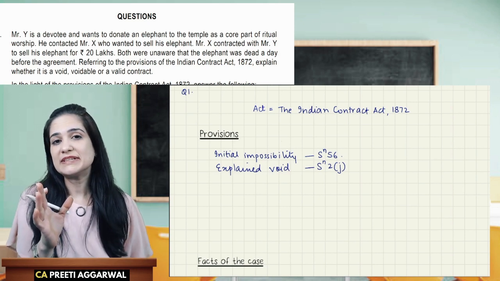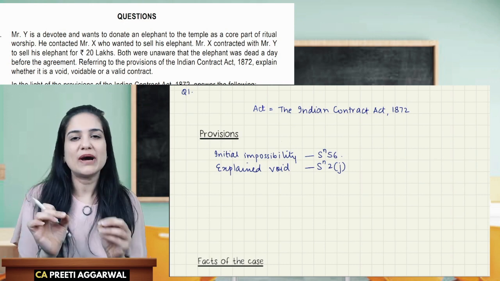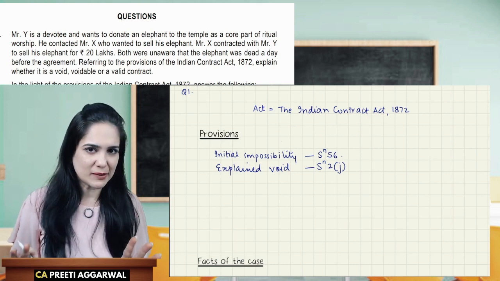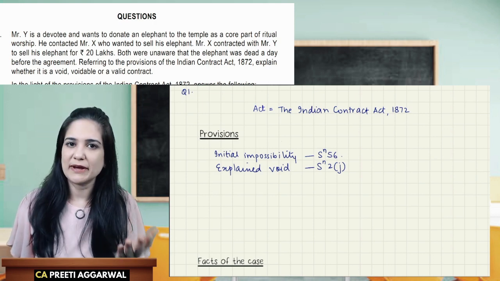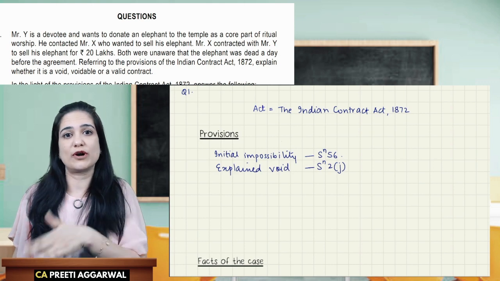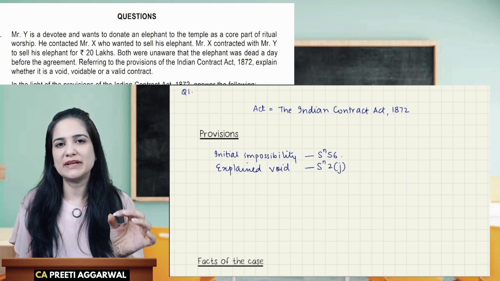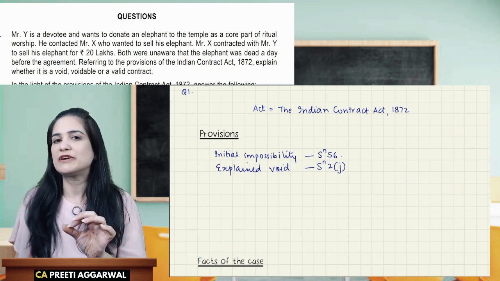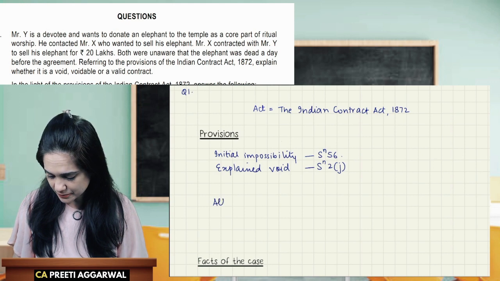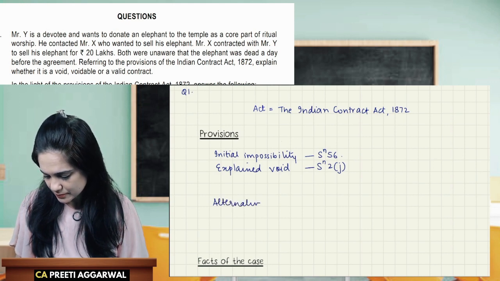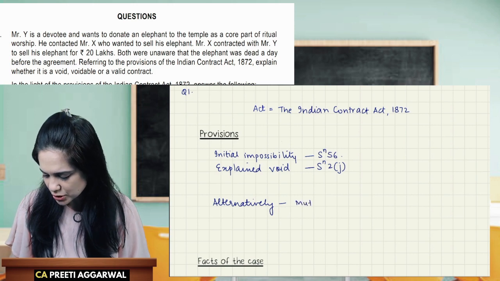Here they are considering that even though the word contract is mentioned in the question, it is to be understood as if it is an agreement. Okay, because it is void ab initio. So if you want, you can also explain void agreement, which is nothing but void ab initio. Okay, so in the first paragraph, you will explain the meaning of the term void and you will write what is initial impossibility. Alternate solution which I gave you. Okay, alternatively, you can also explain mutual mistake.